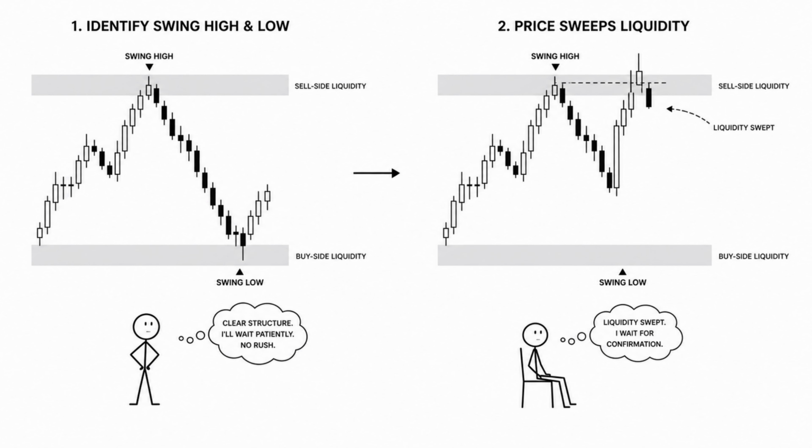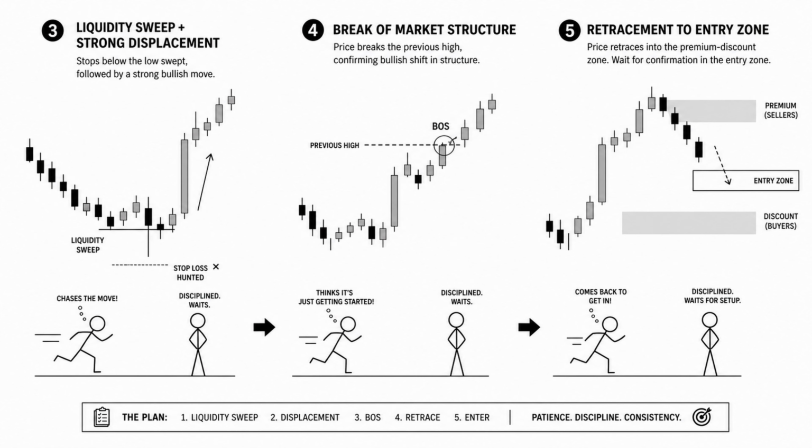First, identify an obvious swing high or low where liquidity may be concentrated. Second, wait for price to actually sweep that area instead of chasing the initial breakout. Third, look for strong displacement away from the swept level. Fourth, wait for a meaningful market structure shift that supports the new direction. Fifth, allow price to retrace instead of entering after an extended candle.